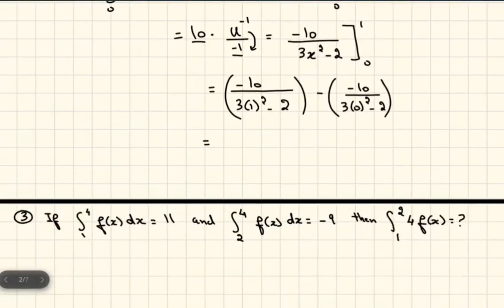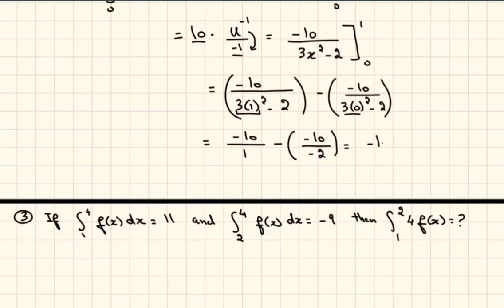and we get minus 10 over, this is 3, minus 2, which is 1, minus 10 over, this is 0, minus 2, which is minus 2. So we get minus 2 minus, we get minus 10 minus, and this number is 5. So our answer will be minus 15.